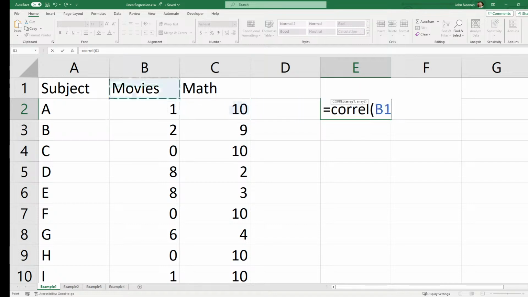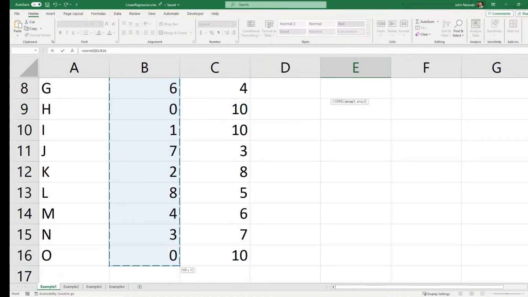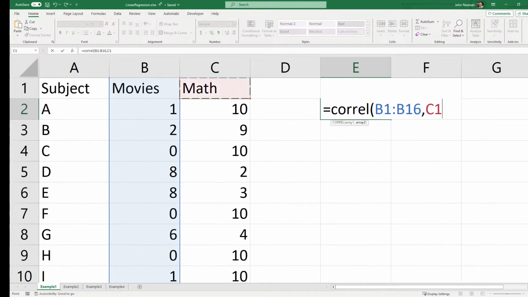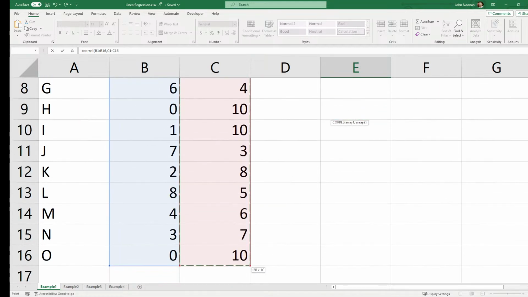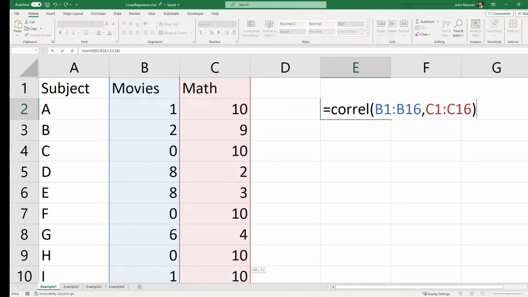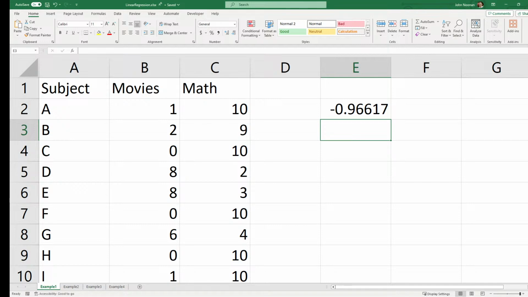To compute the correlation coefficient, type equals CORREL, open parentheses, and then you have to highlight the first set of data. You can include the numbers or the letters, words if you want. You don't have to. I'm going to just to demonstrate that you can. But you need to make sure that when you highlight the two columns, you've highlighted the same number of cells. So anyway, there it is, CORREL, C1 through C16, B1 through B16, and you can put those in either order, doesn't matter. Correlation doesn't matter either way.